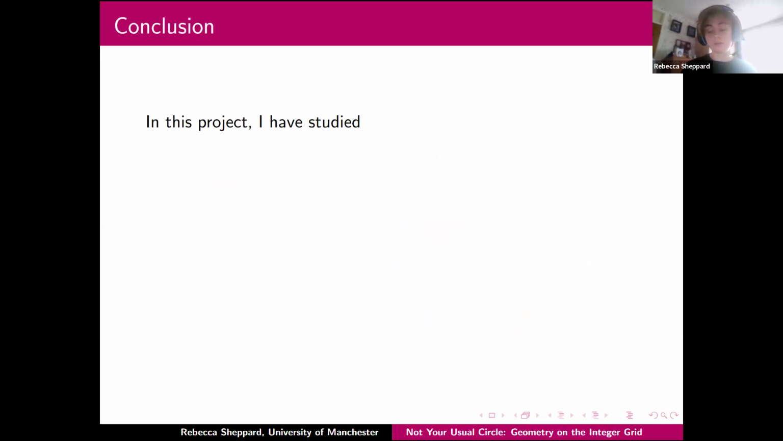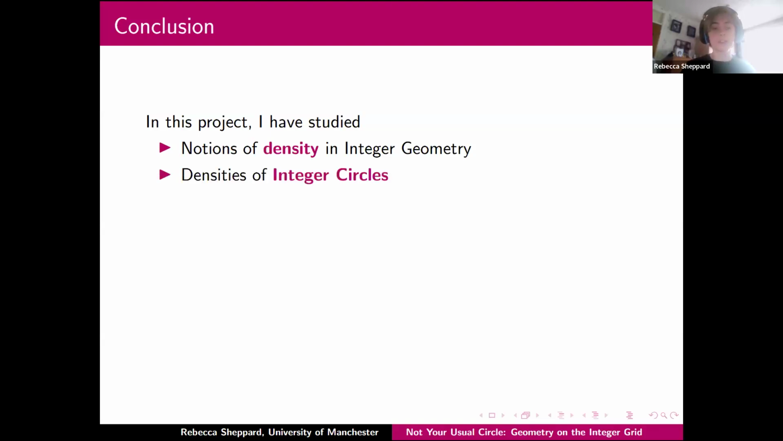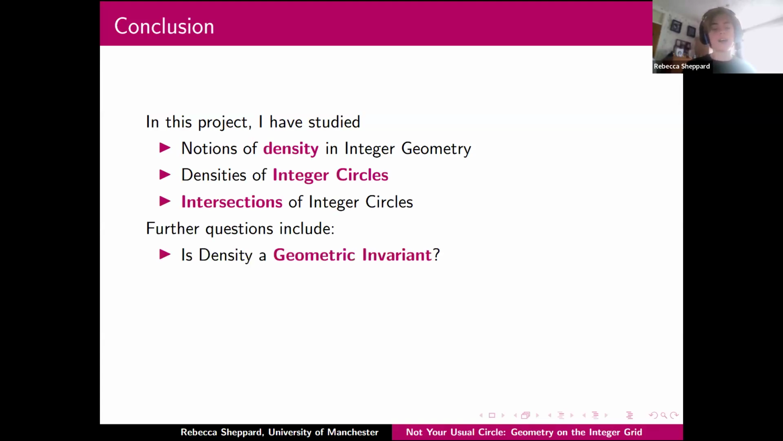So in my master's project, which this presentation is based around, I studied notions of density in integer geometry. I studied the densities of integer circles, and then we concluded by studying the densities of the intersections of integer unit circles. Some further questions moving forward include asking if density is a geometric invariant. It was for integer circles, and it seems to be for the intersection of two unit integer circles, but more generally for the intersection of n unit integer circles, or just n integer circles of any radius. Is this a geometric invariant?